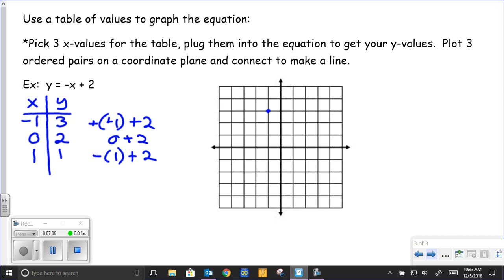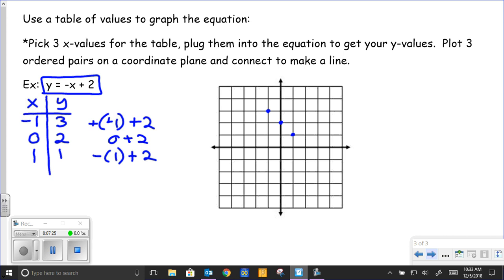I'm not going to go right or left. I'm just going to go up 2 and place another point. And then I'm going to go 1 to the right and 1 up, and there's my point. Remember, once you make these points, we have to draw a line because this is a linear equation here. Remember, linear means line, so I don't have dots only, I have a line.